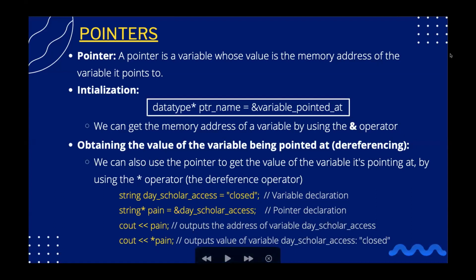Acha, so for pointers, a pointer is a variable whose value is the memory address of the variable it points to. So you can think of the variable as being a box that's kept somewhere. Just like a box is kept in a room of a house, that's your variable. And then the pointer is a variable that tells you which room that box is kept in. So what room that box is in, that value is in your pointer.